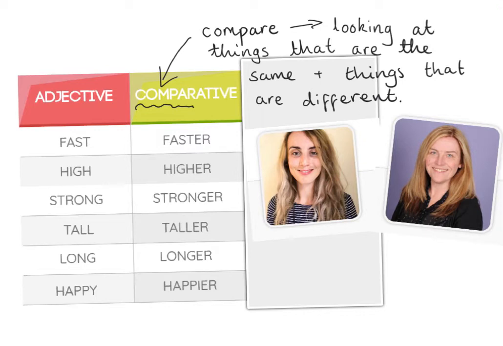So that is how you compare two things or two people. And you can use these adjectives here to help you to do that. So, if I could pick one of these words to compare me and Miss Green. Oh, I know. Longer. And I'm going to write a sentence with longer. My hair is longer than Miss Green's.